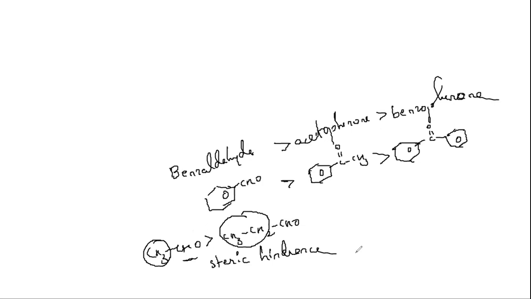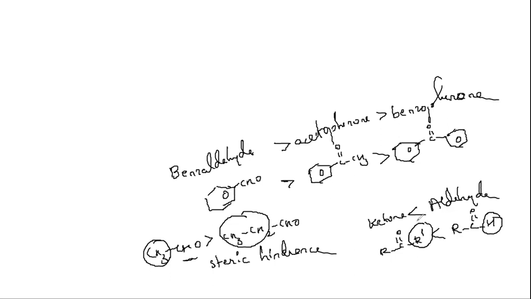And in general, ketones are less reactive than aldehydes, because you already know the reason. Ketones are R, C double bond O, R dash, and aldehydes are R, C double bond O, and H. So H is a small group, and here there is a bulkier R and R dash group. Here there is one R group and one hydrogen atom. So due to less steric hindrance in aldehydes, aldehydes become more reactive, whereas ketones become less reactive.